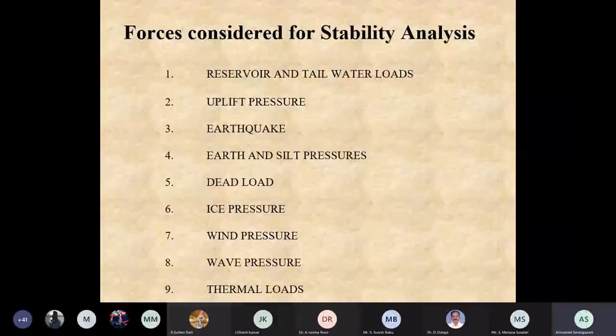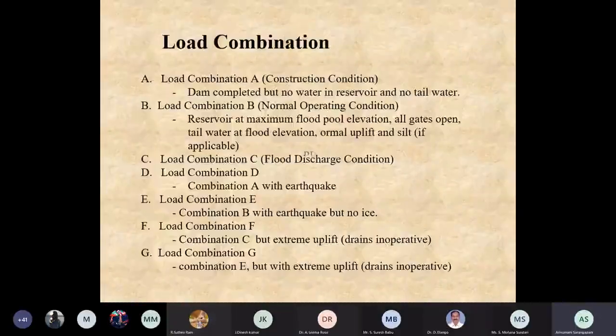And wave pressure, as I told, depends upon the wind calculation only, and thermal load, temperature variation. These are the load combinations: construction load, normal operation, flood discharge load, and drains inoperative. These are the conditions. These are the load combinations we normally use for the dam stability analysis.